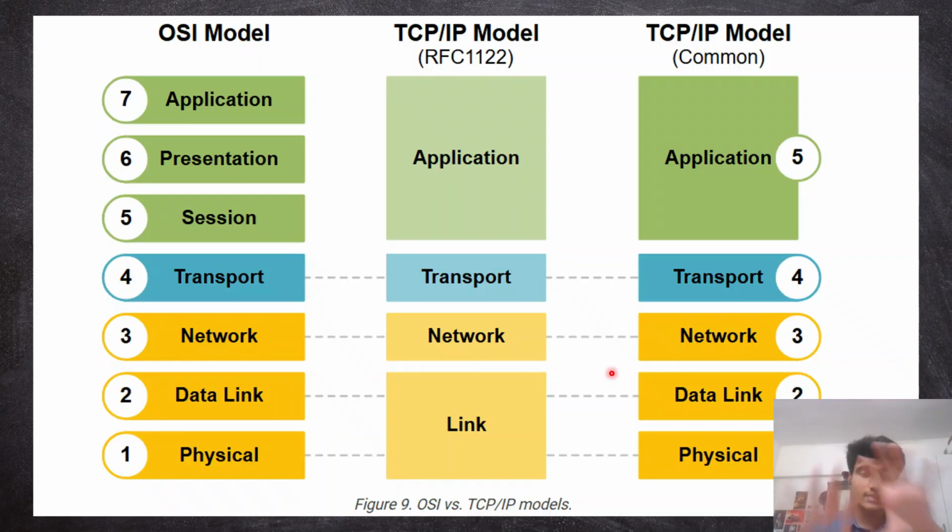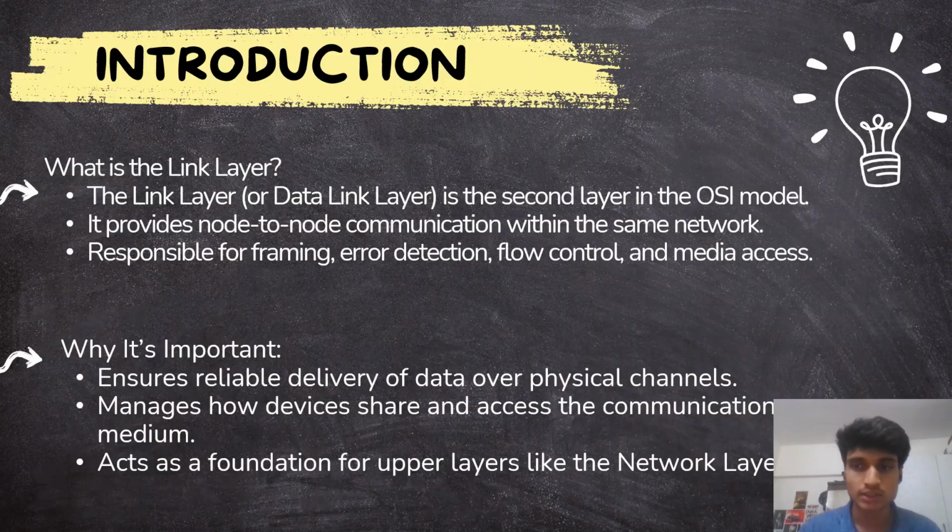So this is the typical OSI model image. It has layers. We have studied the application layer and the transport layer. So now it's time for the link layer. Let's go to another slide.